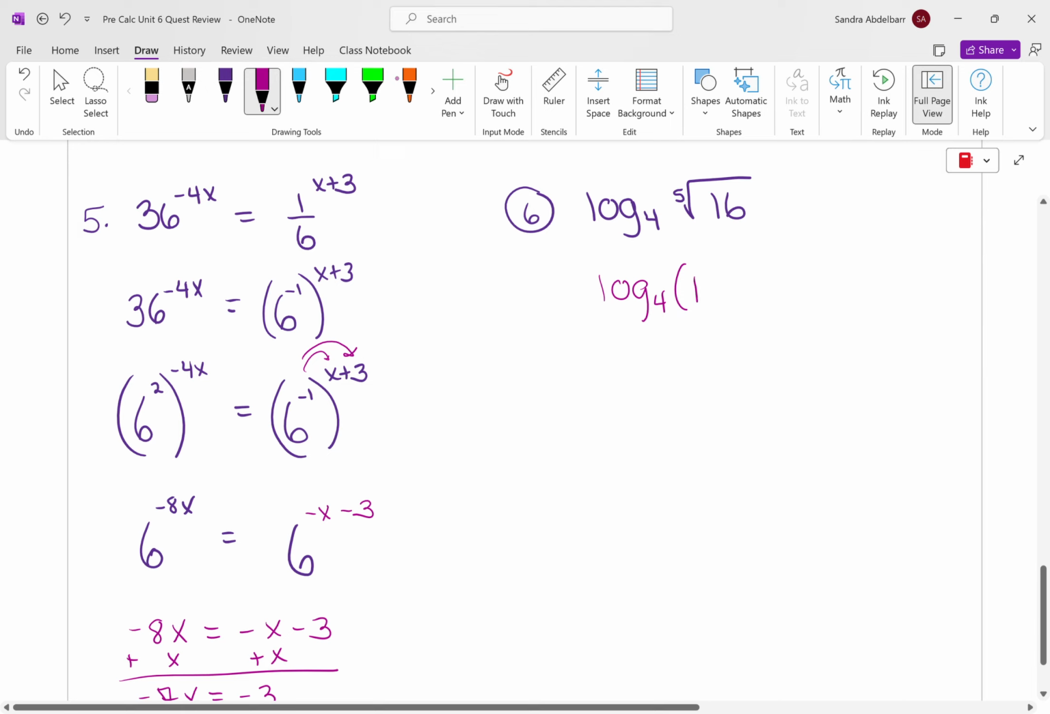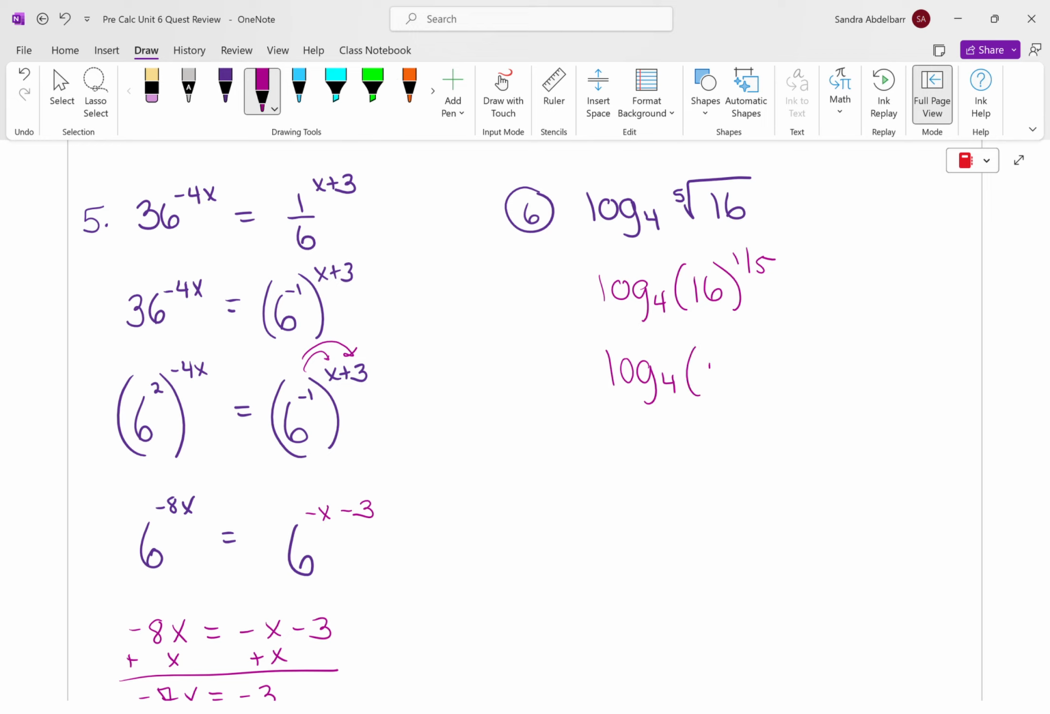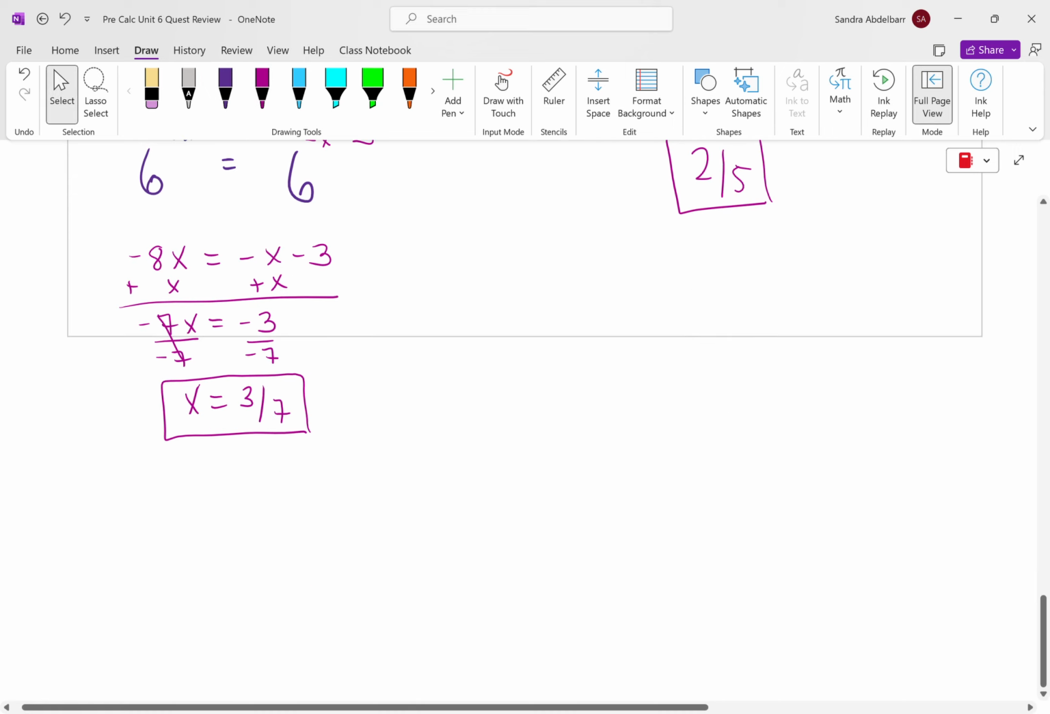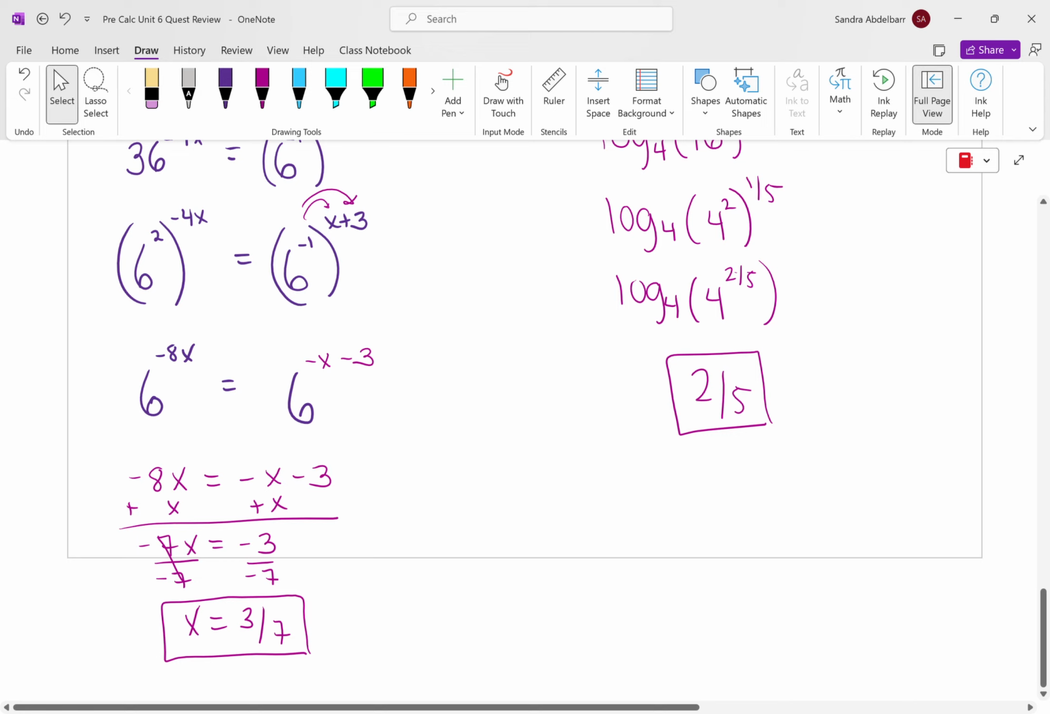Number 6, I would have done log base 4 of 16 raised to the 1/5. And what do you think I'm going to recommend we do with that 16? Change it to a base of 4. So now this is a shortcut, which is just 2 over 5.